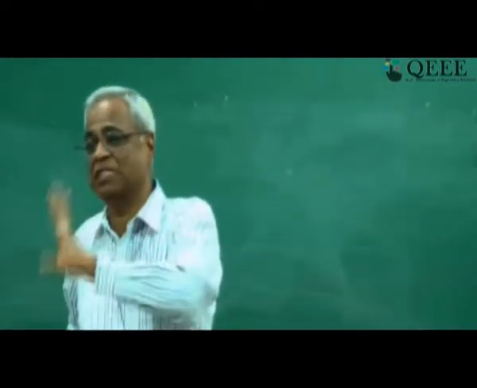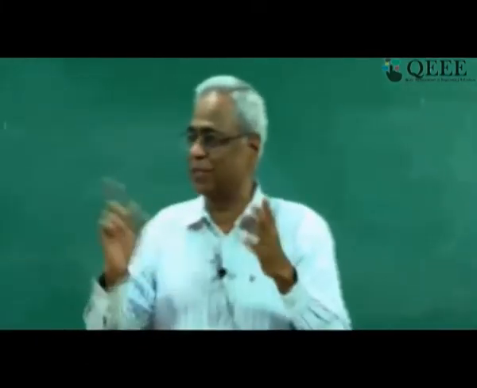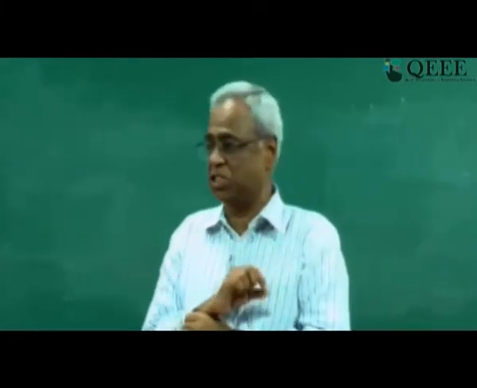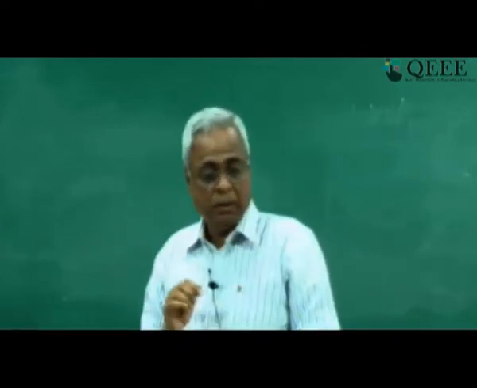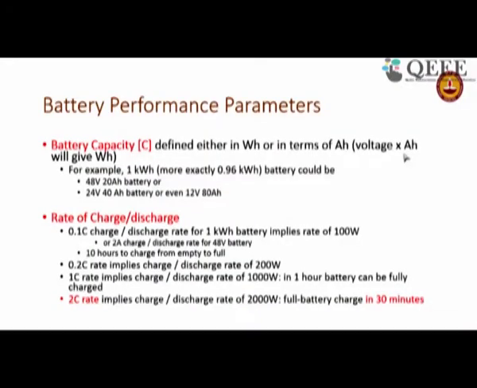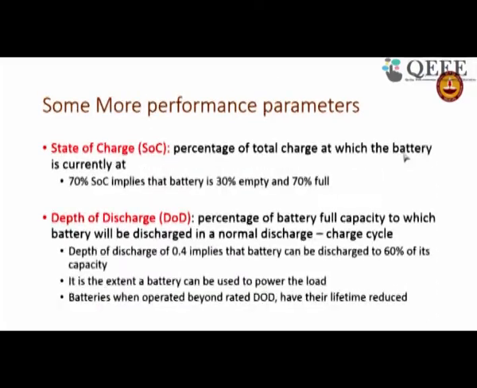Now charging and discharging at 6 C is possible for small batteries, not for large ones. We will look at this whole charging and discharging rate later. If a battery can be fully charged in 30 minutes, it's at 2 C. The next important parameter is called state of charge. What is the state of charge? How much is it charged? If it is 100% charged, it's 100% SOC, fully charged. 70% SOC means it's 70% charged. Very simple. 0% SOC means completely empty. State of charge is very clear.